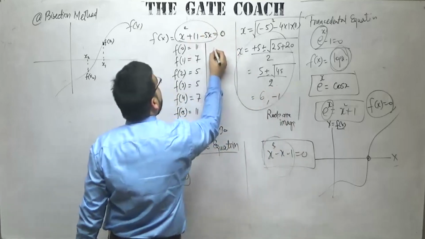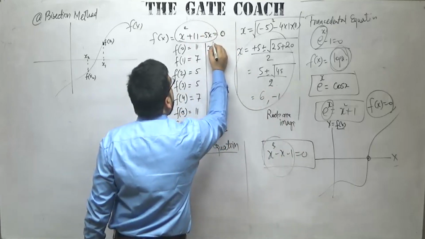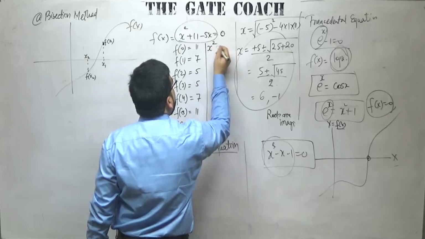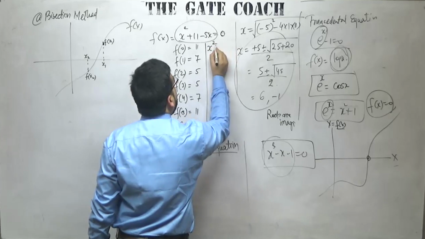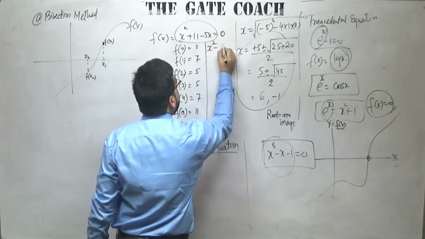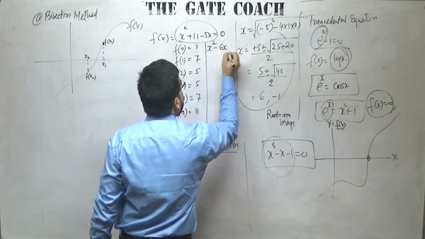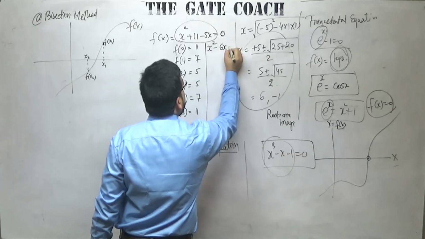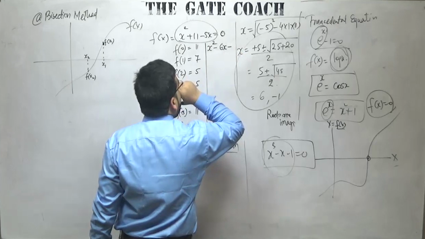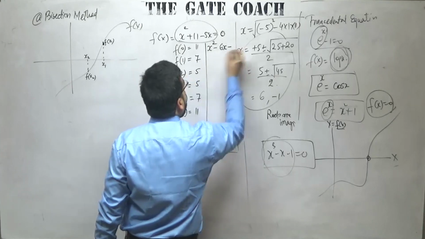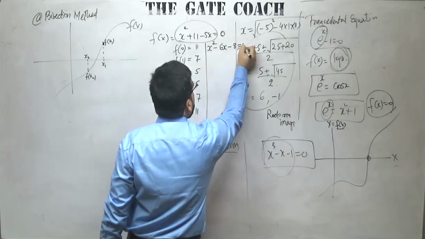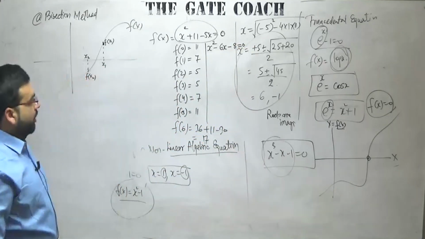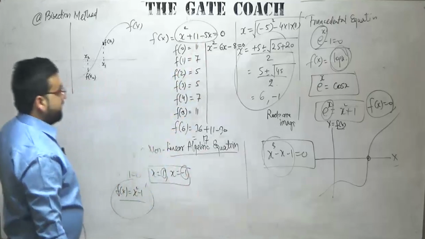I can take some other equation. Let us say the equation is x square. Now let me take a good equation: x square minus 6x minus 8 is equal to 0. Let us say you have this type of equation, because for this you will be having some different roots.